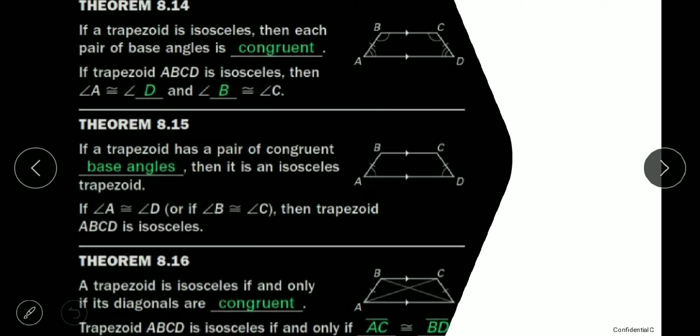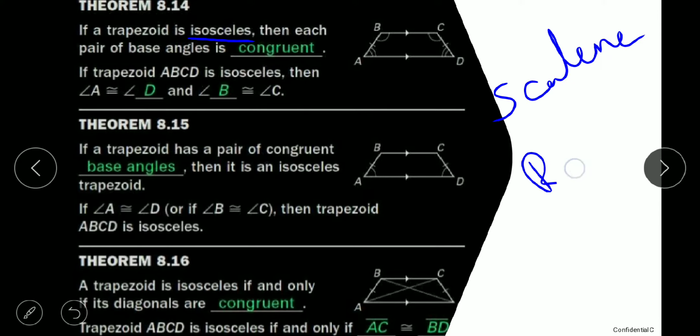We'll learn the properties of this trapezium. We have three different types of trapezium. The first one is the isosceles trapezium, then the scalene trapezium, and the right angle trapezium. These are the three types of trapeziums we have, but in our book only the isosceles trapezium is given. So we are going to learn how to find the area of an isosceles trapezium only.